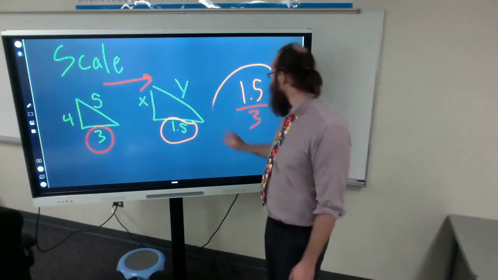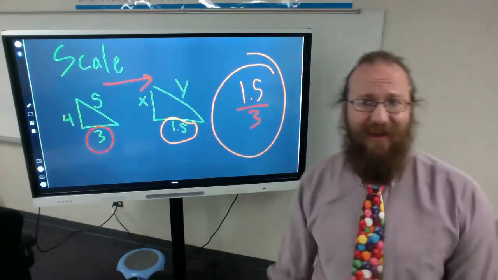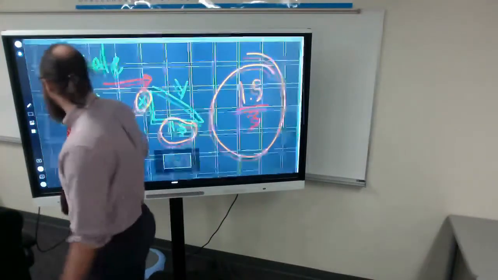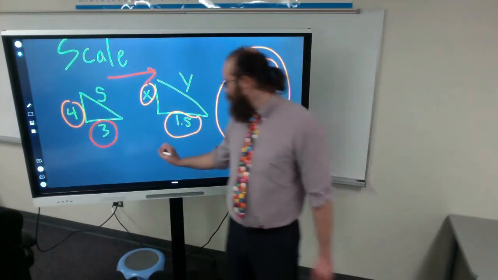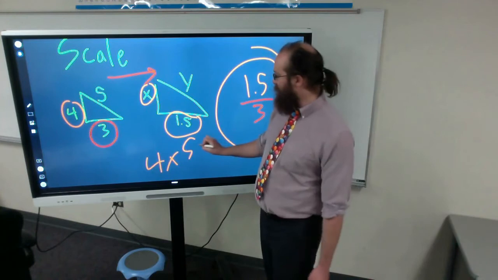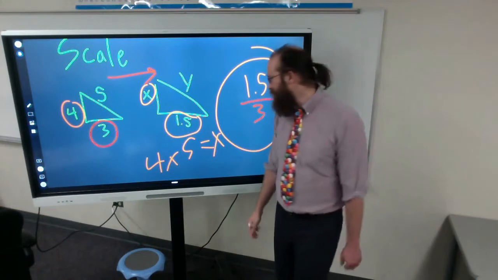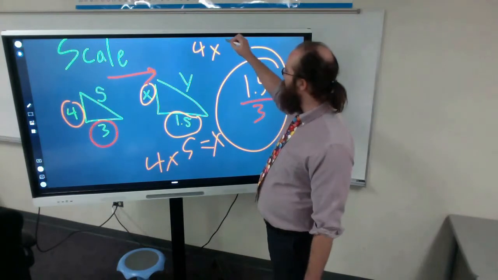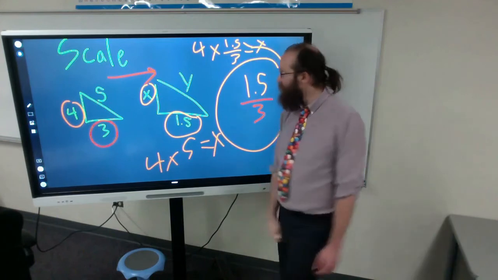So now that we have scale factor, what good is it? Well, it can tell us what all the other values are. First, let's find out what x is. So if we take our 4 value, right? If we take 4 and we multiply it by the scale factor, we should get x. In this case, we know what the scale factor is. It's 1.5 divided by 3. So if we take 4 and multiply it times 1.5 divided by 3, we will get our answer x.